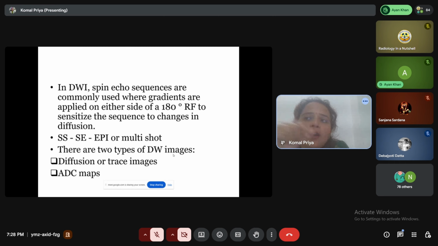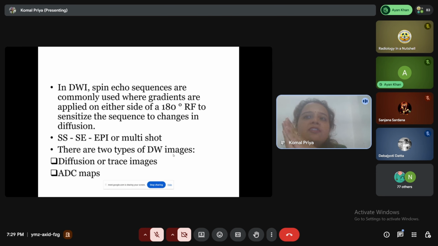But the area in which the molecules are moving freely will have high ADC. Why? Because in the areas of restricted diffusion the spins are restricted, so they will be refocused. They stay in place during the application of both gradients around the 180-degree rephasing pulse. But in normal tissue, which does not have any damage, diffusion will be random, so signal will be lost. Why?